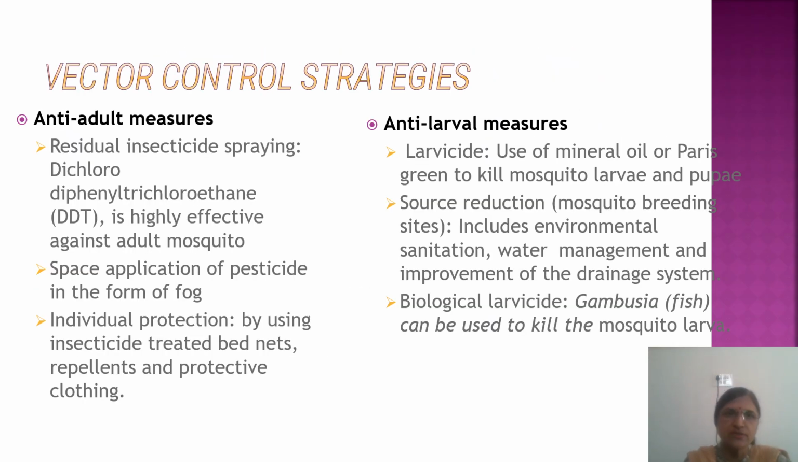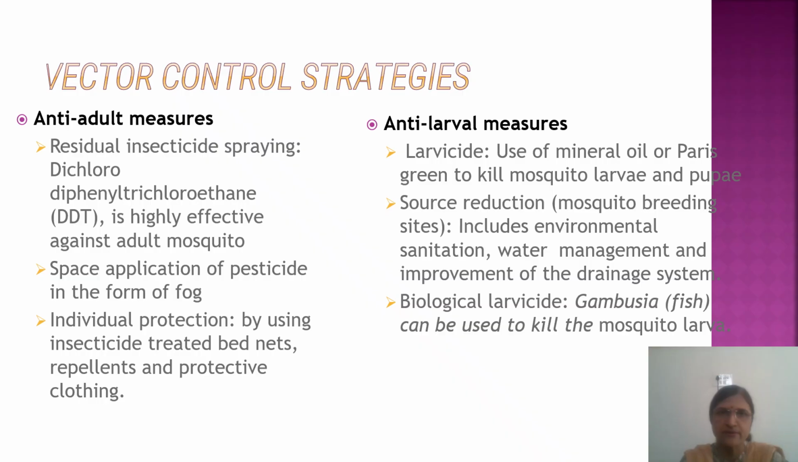So vector control: for anti-adult measures you have to use insecticides or you can use bed nets. For anti-larval measures, larvicides, use of mineral oil or Paris green to kill mosquito larvae in stagnant water, or biological control, that is Gambusia fish, can be used to kill the mosquito larvae in stagnant water.